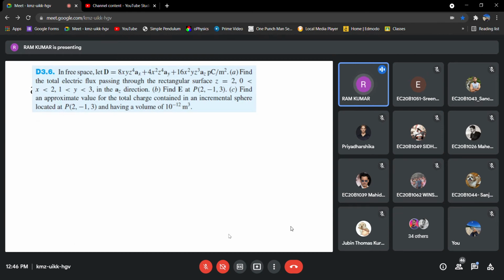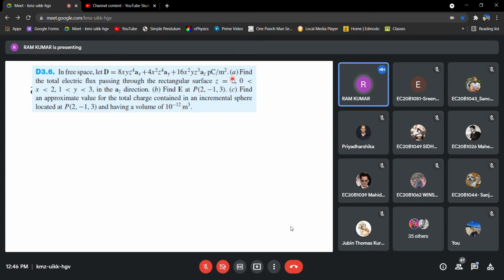Okay, all of you know this problem. In free space, the electric flux density D vector is given in terms of coulombs per meter squared. The first part: find the total electric flux passing through the particular rectangular surface they have given.